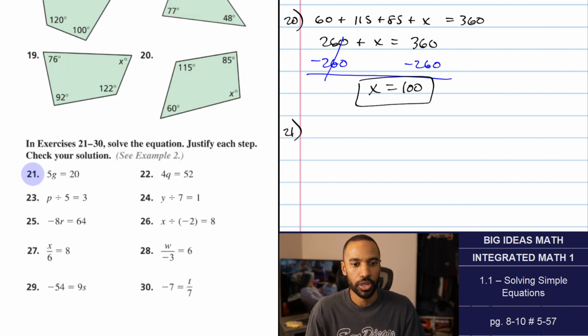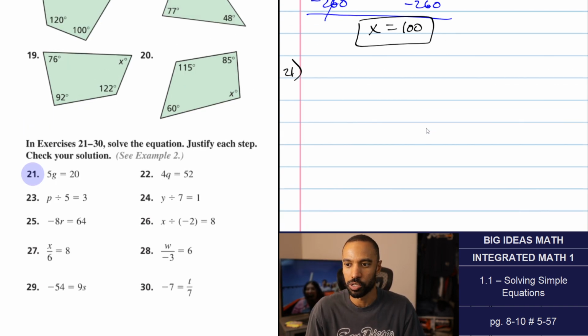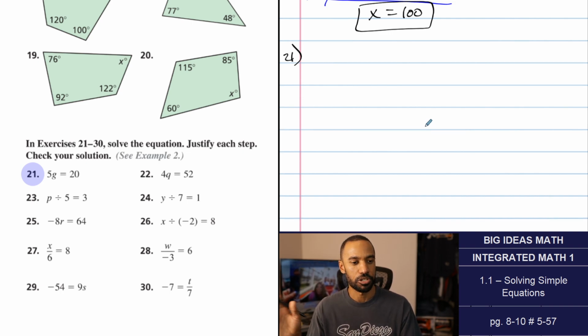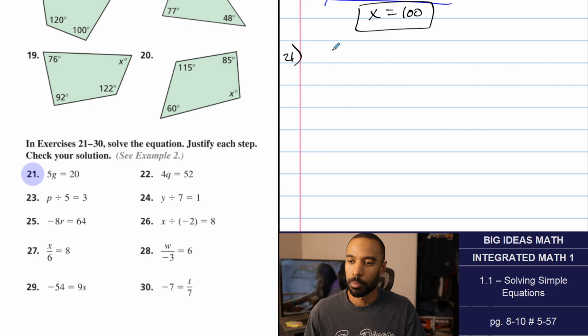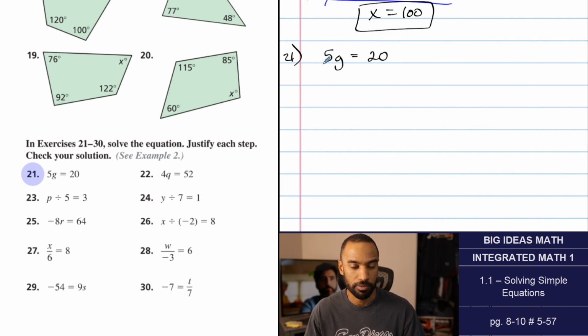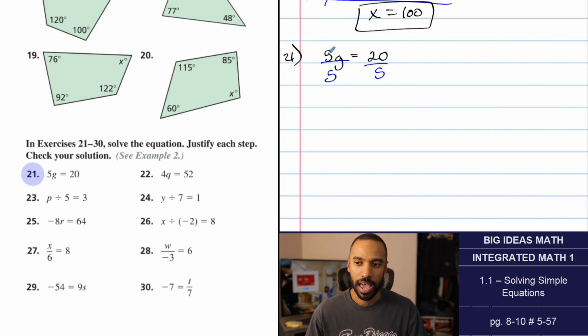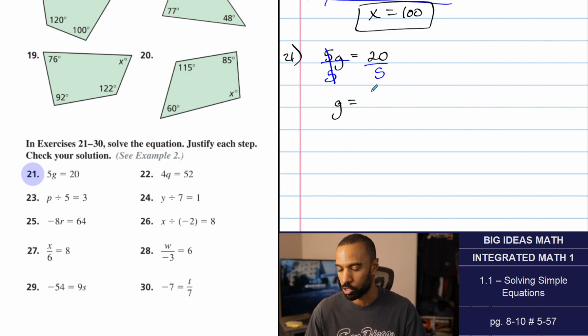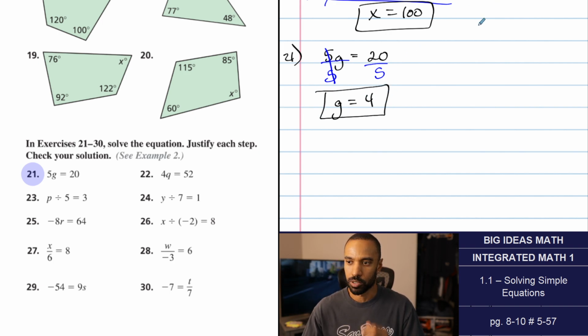In exercises 21 to 30, solve the equation, justify each step, check your solution. You'll see that these ones are now not addition and subtraction, but multiplication and division. Number 21, it says 5g equals 20. That means 5 times g equals 20. In order to get g by itself, I need to make it 5 times smaller than it is now. So I will divide by 5. Dividing by 5 is the same as writing over 5 as a fraction, because 20 over 5 being 20 divided by 5 works out. 5 over 5 is 1. We're left with 1g. That's our goal. That's what gets g by itself in the multiplication realm. 20 divided by 5 is 4. G equals 4. Let's do a substitution.